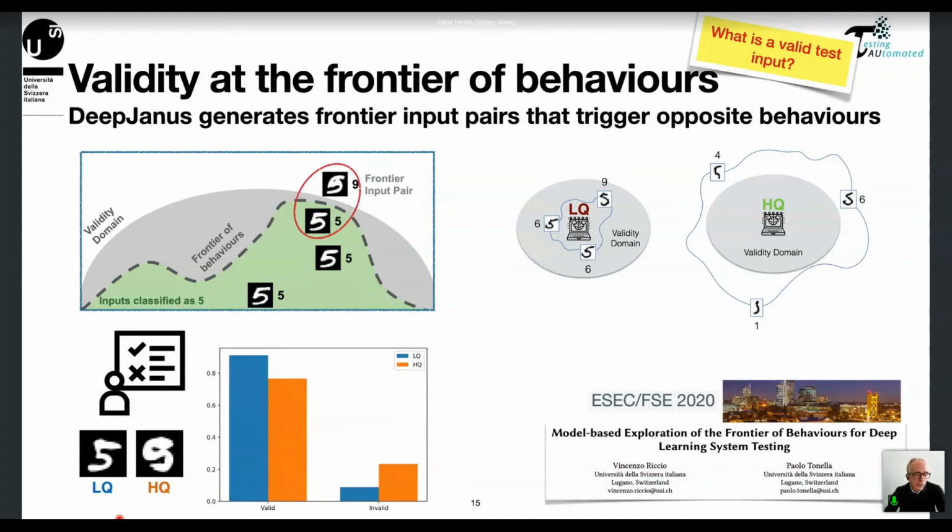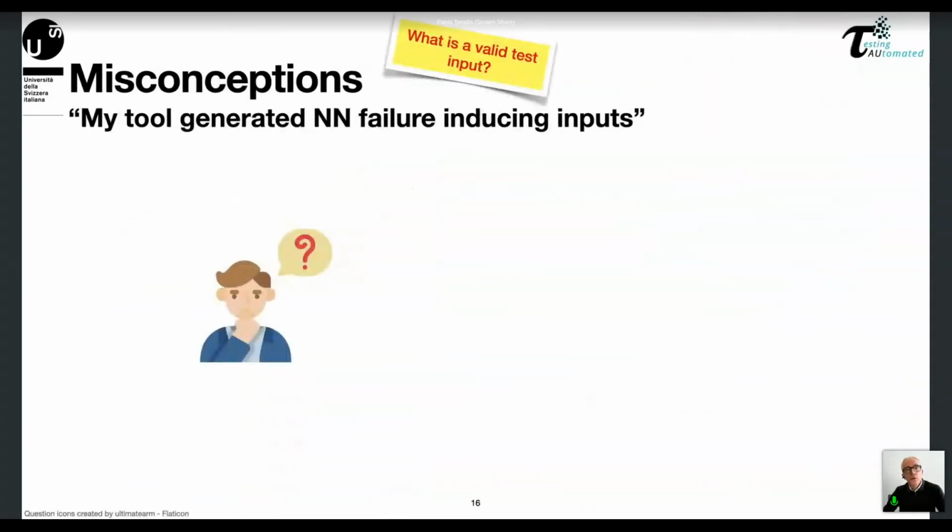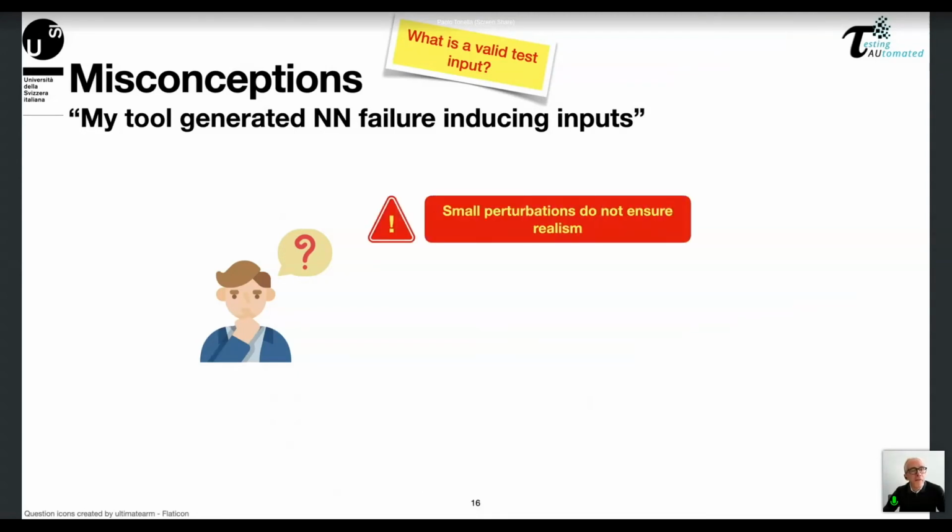So in the end, all the results that we presented on the validity of the generated inputs are based on human assessment of validity, because assessing validity is intrinsically a very difficult problem. So I hope I convinced you that assessing validity is important, but it is also difficult. What are the misconceptions that we can have if we just ignore this problem?